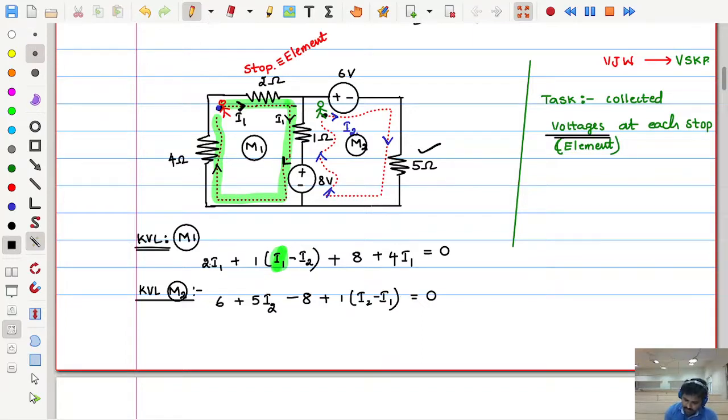For me, 4 stops, so 4 terms. Has it come or not? 1, 2, 3, 4. Very good. For you also, 1, 2, 3, 4. You cross-verify this. So this is basically mesh analysis.